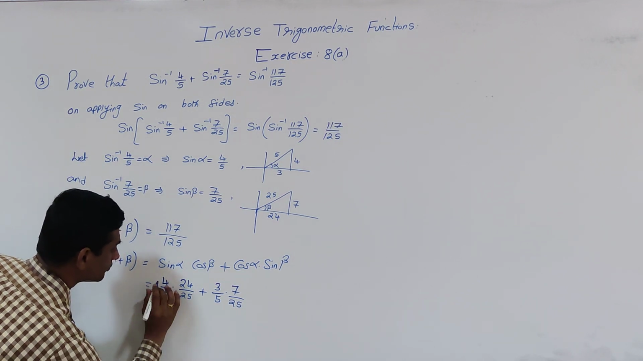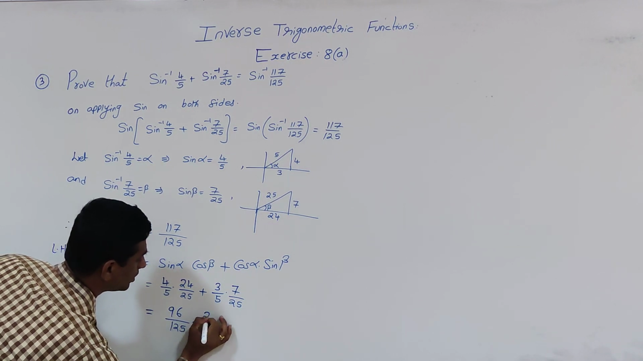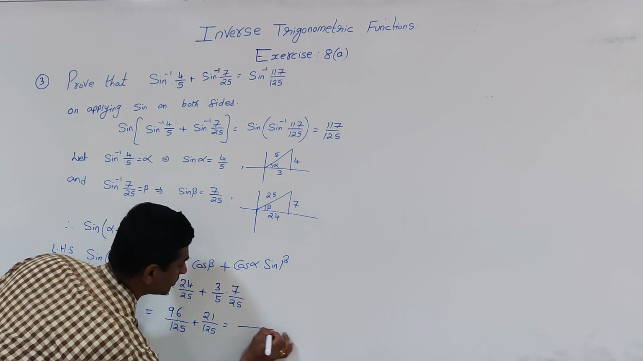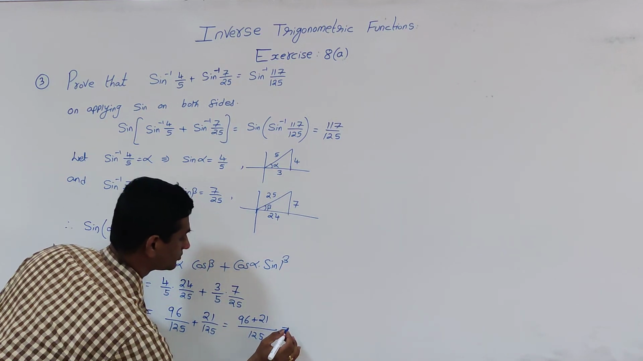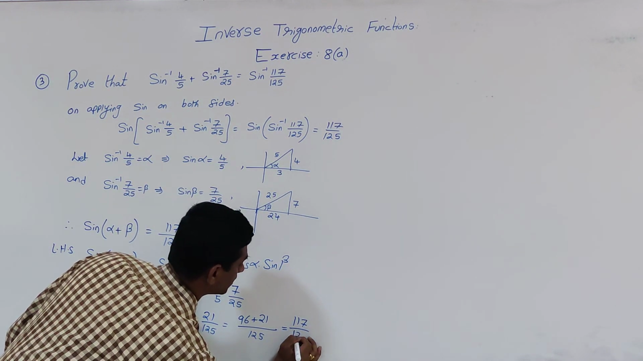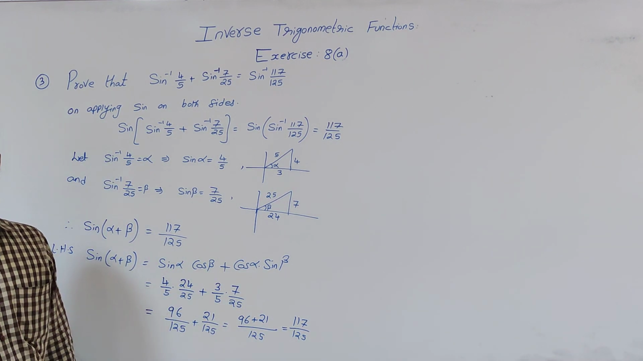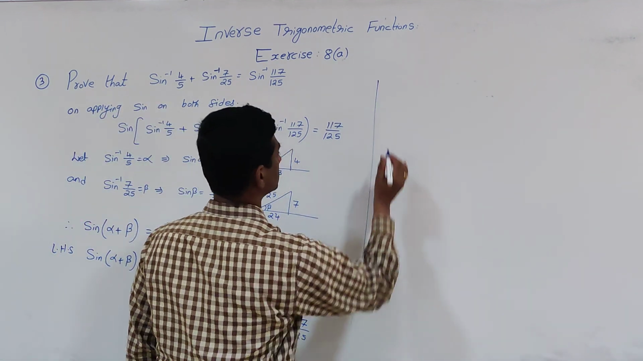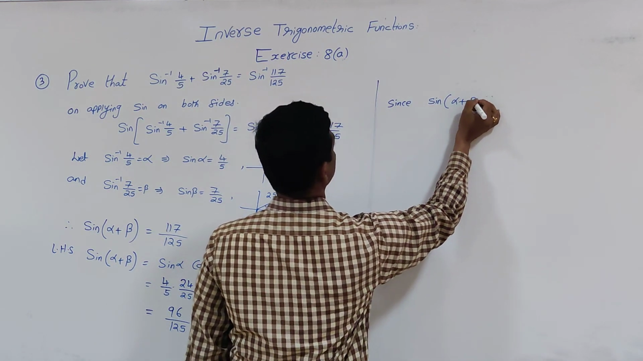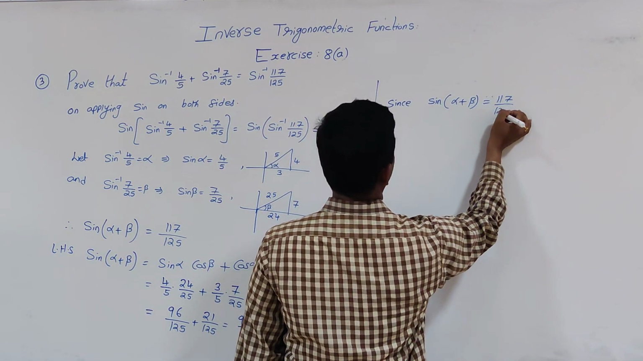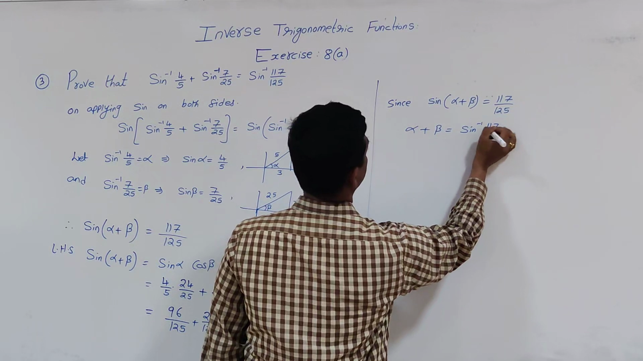So 24 into 4 is 96 by 125 plus 21 by 125, and LCM is 125, and 96 plus 21 gives 117 by 125. So we got sine of alpha plus beta is 117 by 125. Or we can have, since sine of alpha plus beta is 117 by 125, alpha plus beta will be sine inverse of 117 by 125.